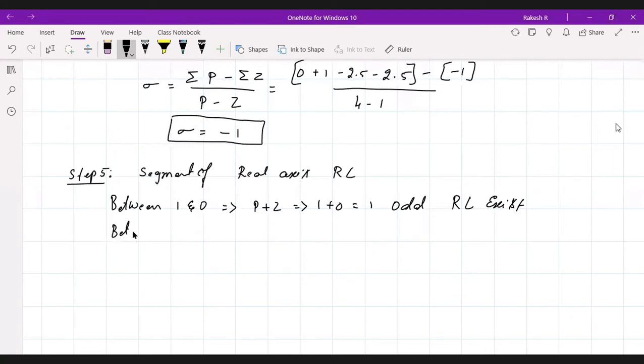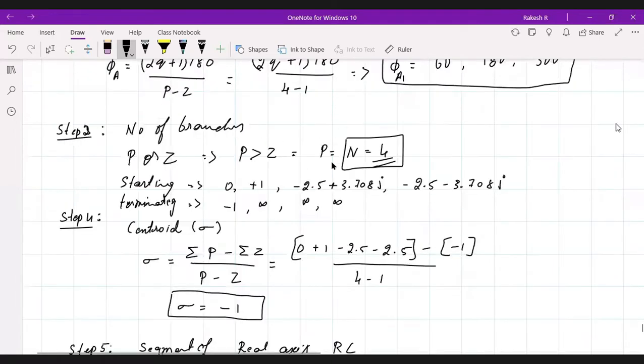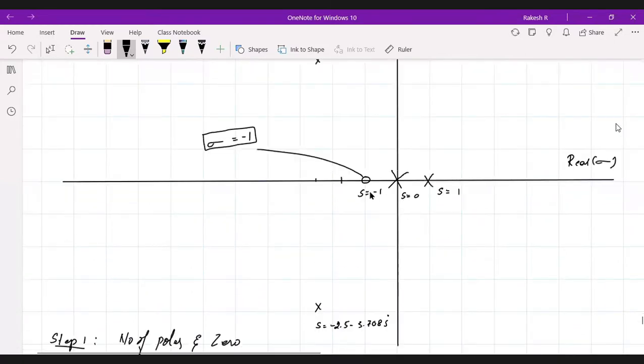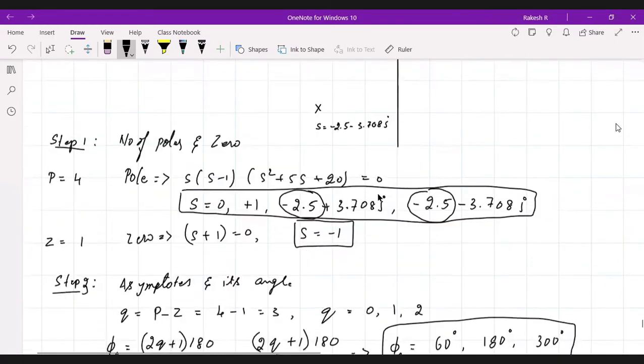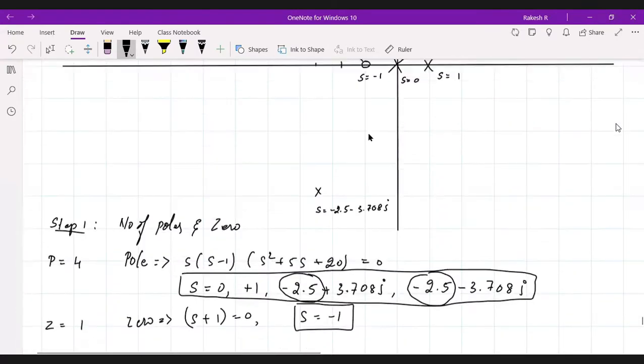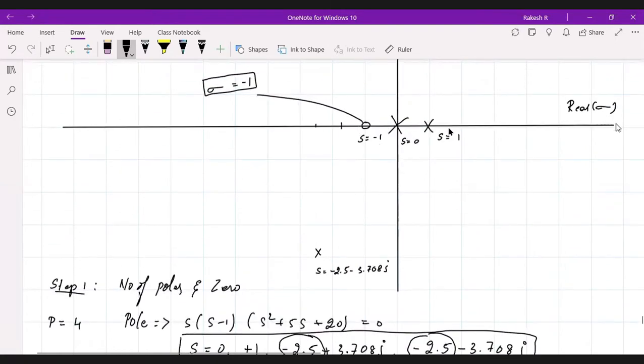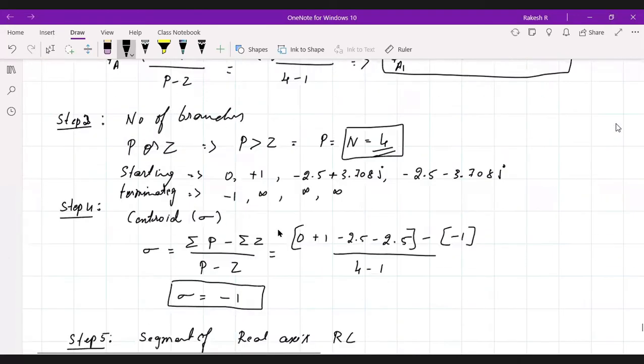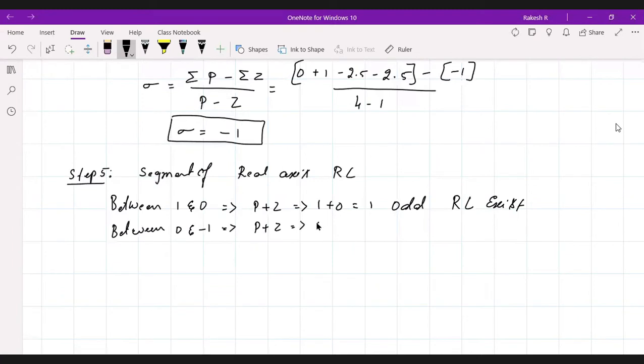Next, we need to check in between 0 and minus 1. In between 0 and minus 1, we cover up minus 1 and count towards the right. How many poles plus zeros do we have? 1 and 2, so we have 2 poles. P plus Z is 2 plus 0, which is 2, and this is even. So the root locus does not exist.